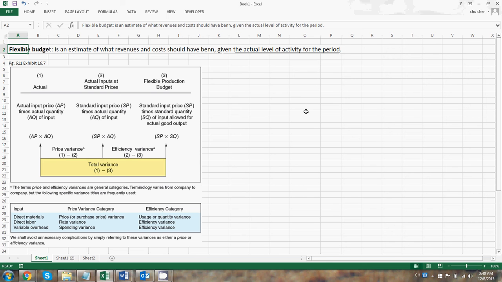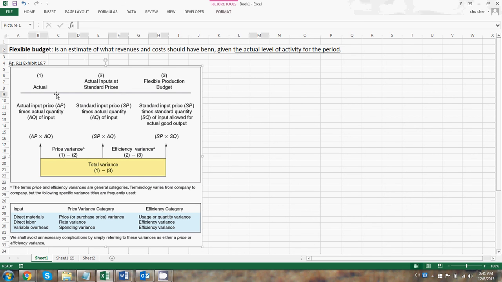So what does that mean? It means that based on the actual output level, let's say we produce 2,000 laptops this year, given the actual output of 2,000 laptops, what will be the estimated revenue and cost? Based on the actual output. If you understand this, let's take one more step.